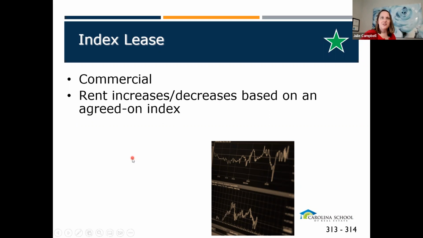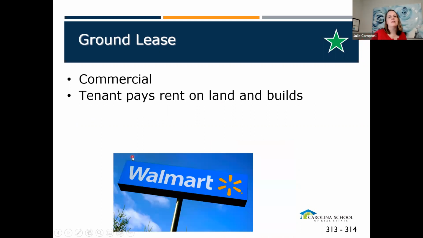Another type of lease you may see in the commercial world is called a ground lease. In a ground lease, the tenant only pays rent on the land. They build the building. They rent out the land, they build on it. These are really, really long-term leases. In some cases, think like 99 years.